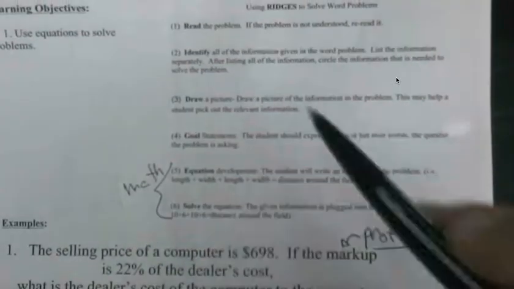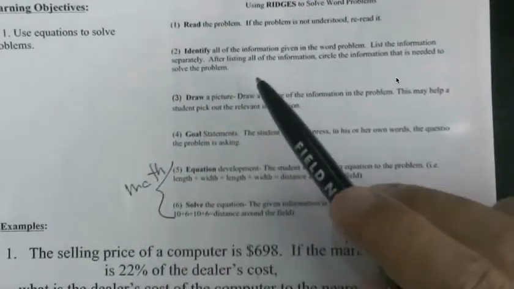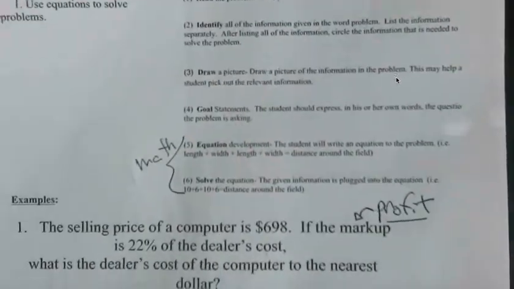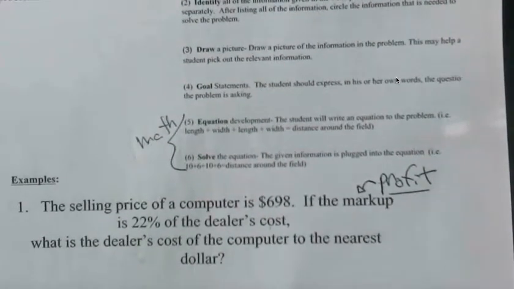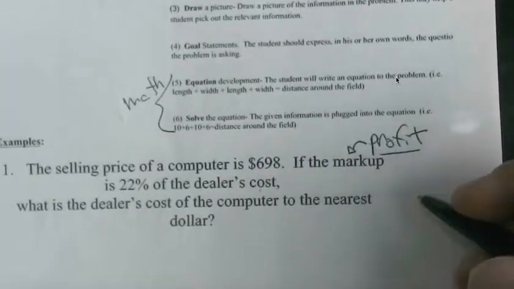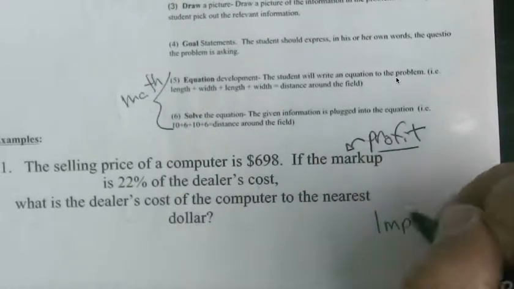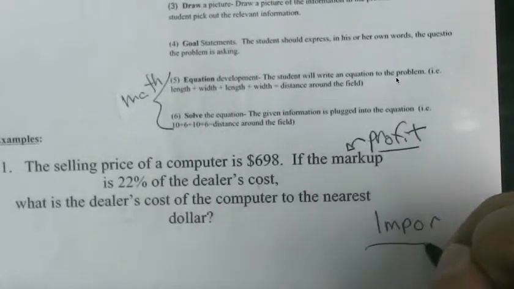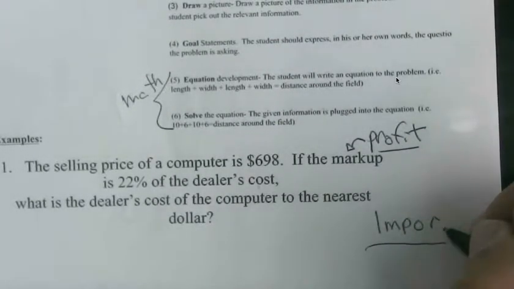So we've read through the problem. Let's see if we can identify all of the information given in the word problem. I'll give you a moment to think about what's important in this problem. So on the side, let's make a list of what we think is important. So what do we think is important?